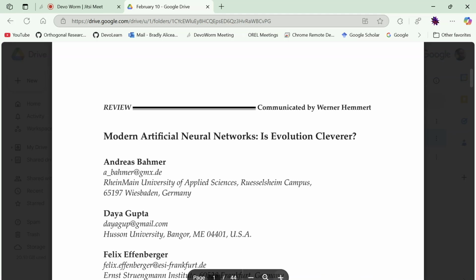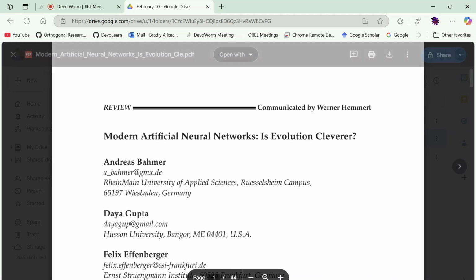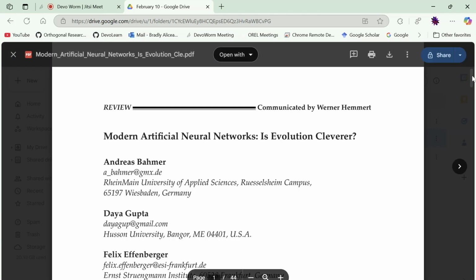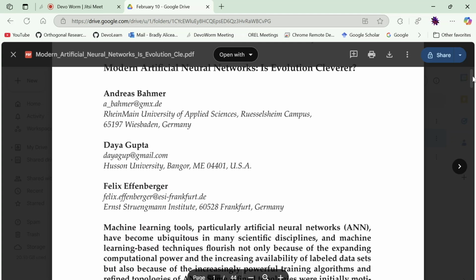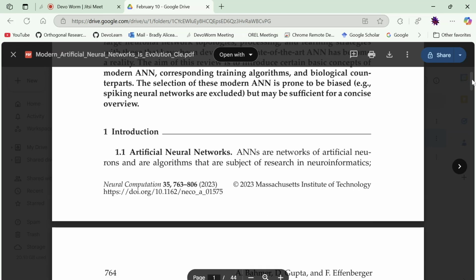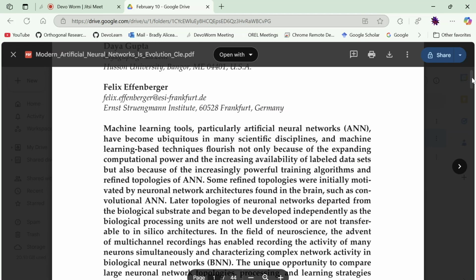The title, and I'm not crazy about the title, but whatever. Modern Artificial Neural Networks, Is Evolution Clever? And this is, I think, by a German group, or also, there's an American in there. But anyways, they don't talk about evolution much in the paper. They just kind of talk about it at the end.